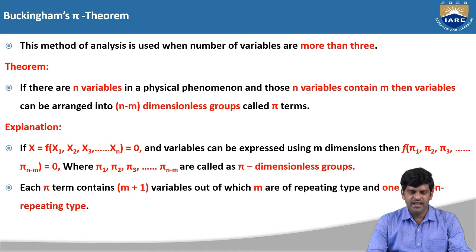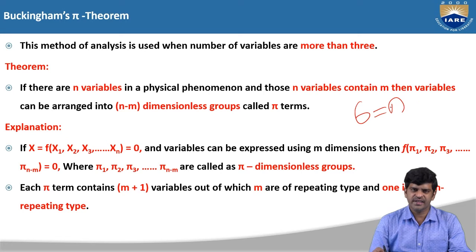For example, a small example: let us say that in the given question there are 6 variables, either dependent or independent. Let us say this is n, that is, n variables. Then, as we know very well, each and every term of the given quantity can be expressed in terms of M, L, T, the fundamental quantities. Those we are going to call m variables, meaning each variable can be represented in M, L, T form, and we are going to consider m as 3.